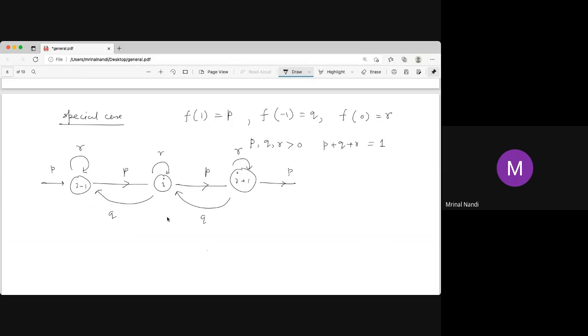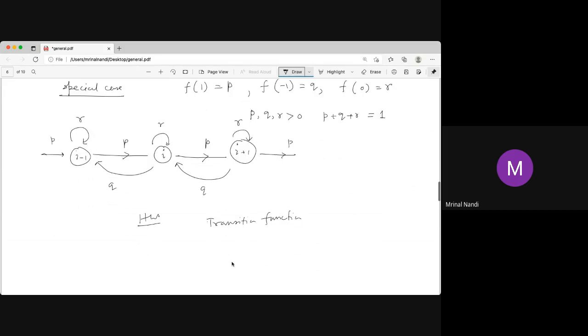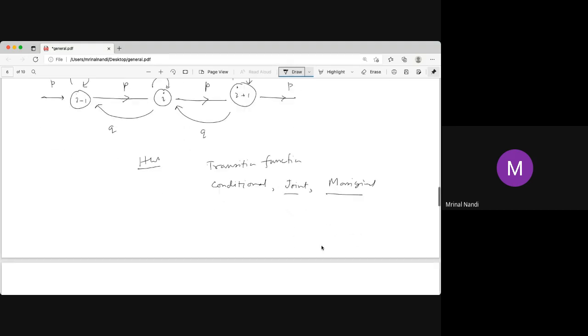And again, you can find these transition functions. This is homework, find all these transition functions. They can be found easily. Then the conditional is there. These given quantities are conditional, then joint, and then marginal. But finding the joint and marginal will not be easy.